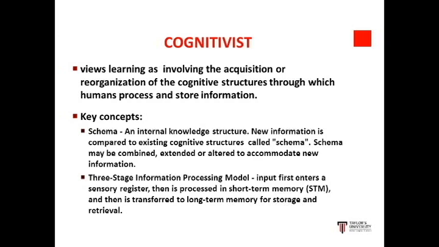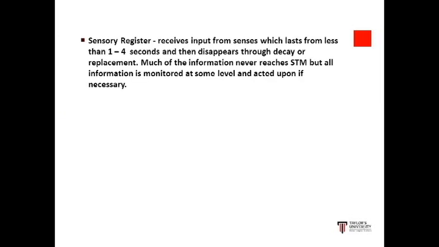There is a three-stage information processing model for cognitivism. The input first enters a sensory register, then it is processed in the short-term memory or STM, and then is transferred to long-term memory or LTM for storage and retrieval. Another phrase that we need to remember is the sensory register. The sensory register receives input from senses, which lasts from less than 1 to 4 seconds and then disappears through decay or replacement.